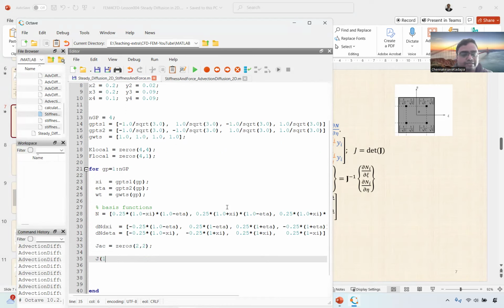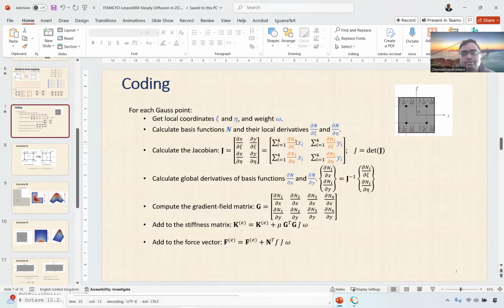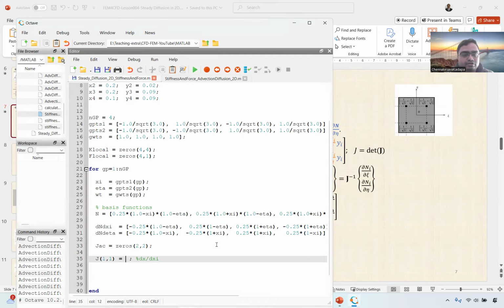The first entry is dx by dxi. I'm using d instead of dou just to make it simple. So how do we calculate this? The sum of products of dou N by dou xi: the first one multiplied by x1, plus dN by dxi for the second basis function multiplied by x2, and so on. The third basis function derivative is multiplied by x3, and the fourth by x4.